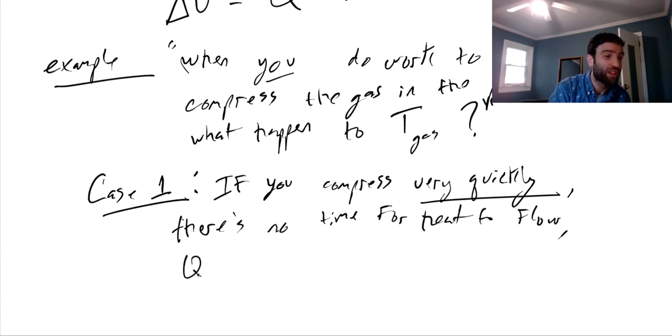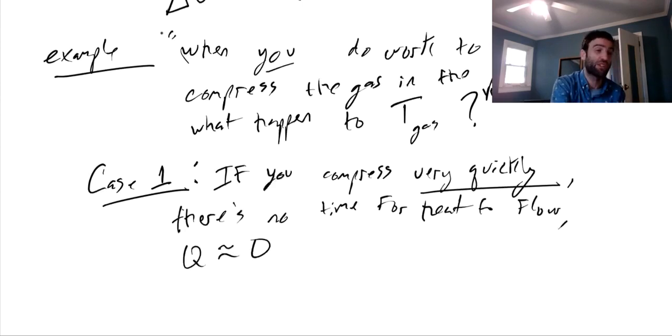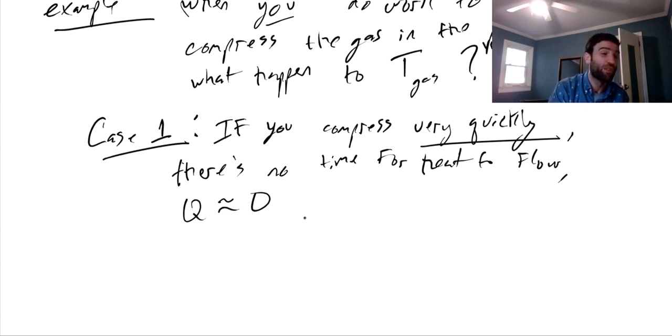Which means this Q that we write, the heat flow in the first law, is basically 0. In that case, if we are doing work and Q is 0, then the internal energy of the gas is definitely changing. Temperature increases.